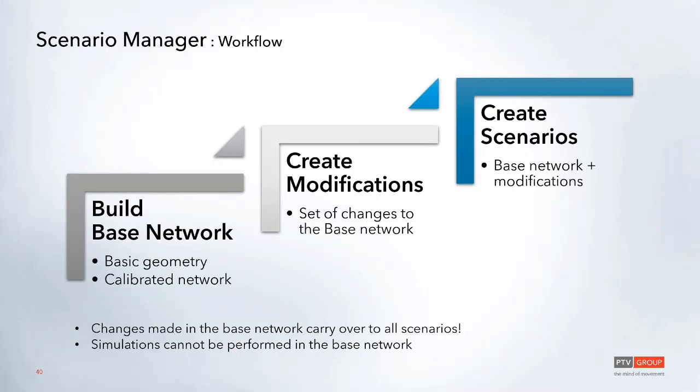And it's important to note that any changes that you make in the base network will carry over to any scenarios you create. So for example, if you wanted to update speed for all of your scenarios, you could just go back to the base network, make that change once, and it will trickle down and update all of the different scenarios. And then also the base network itself cannot be run to collect simulation results. So if this is your calibrated network, or you would just want to look at that as a single scenario, you can create a scenario with no modifications. So that will just represent the base network as is.